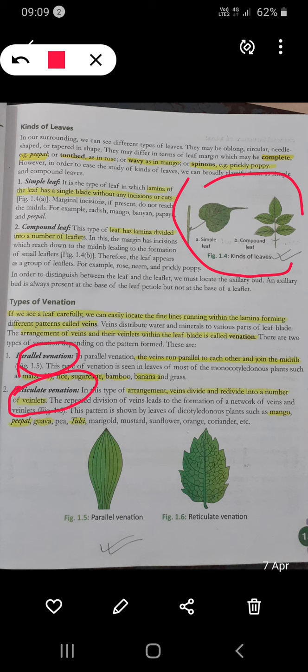Sorry students, I will explain you types of venation and arrangement of leaves in the next video. Just wait for that.